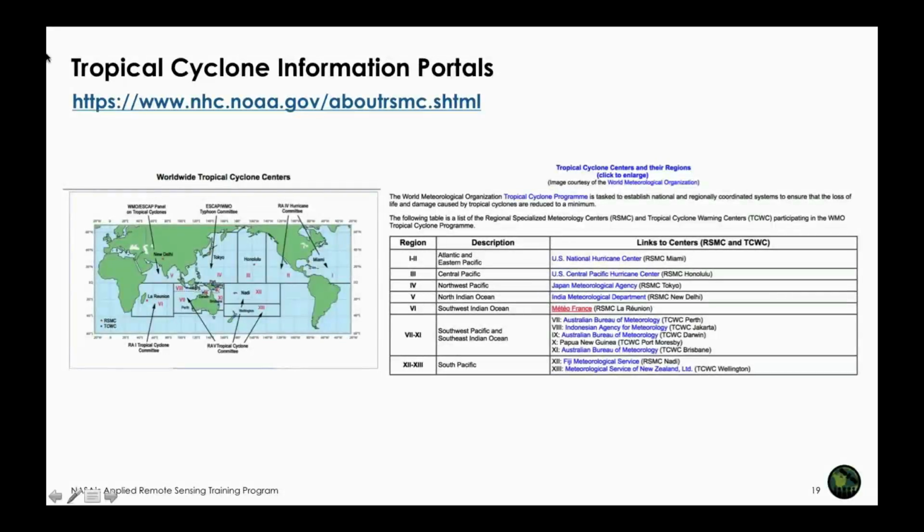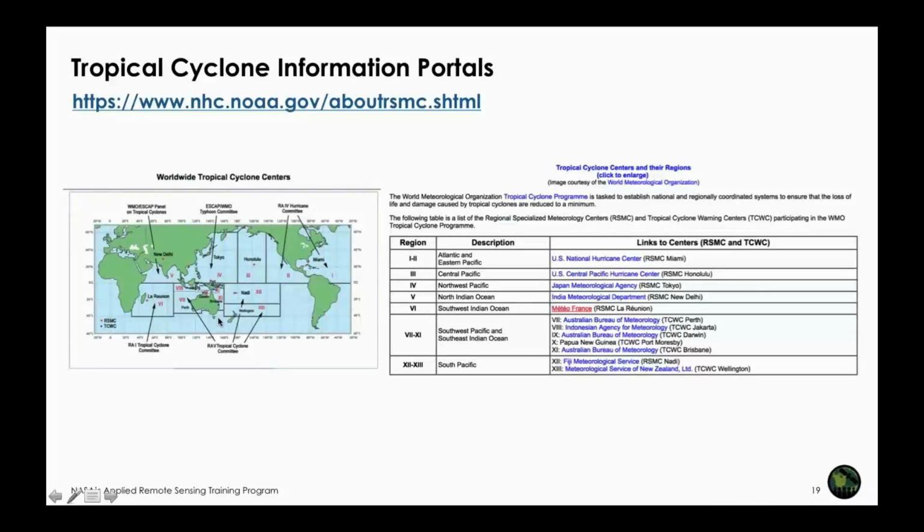So here is what to note here. WMO provides information about regional centers where hurricane or tropical cyclone information can be found. There are portals where you can go to. Here in the US, the National Hurricane Center from NOAA is the main center that provides information about hurricane outlook, hurricane forecast. So this is the site to go to.